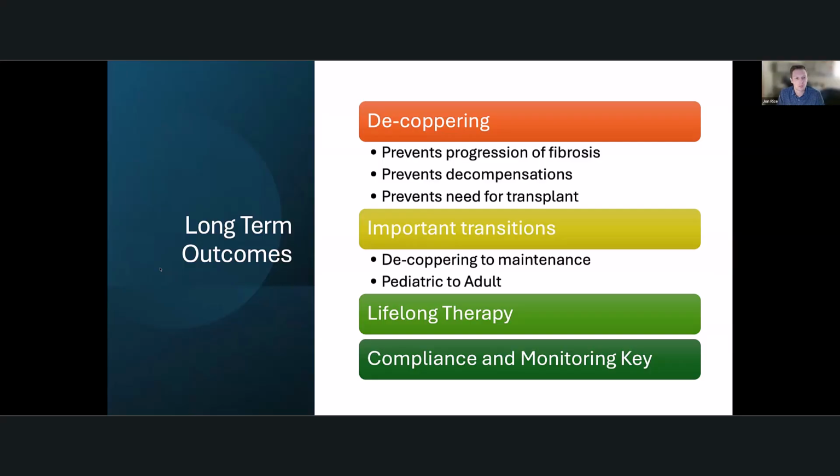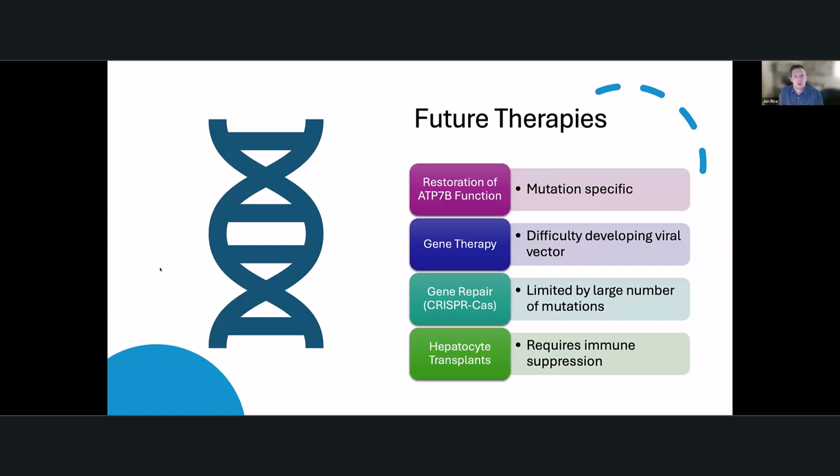Good relationships with the patients. So outside of the medication therapies, where's this field going? A lot of these are obviously in clinical trials right now, but some thoughts for current research are restoration of ATP7B function. This has to be more mutation specific, but there have been some small molecule studies looking at basically repairing the ATP7B function of the native hepatocytes.